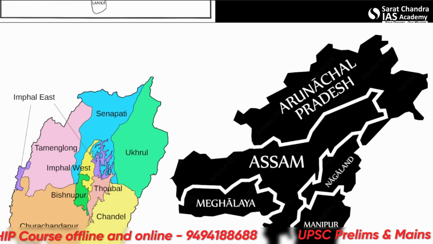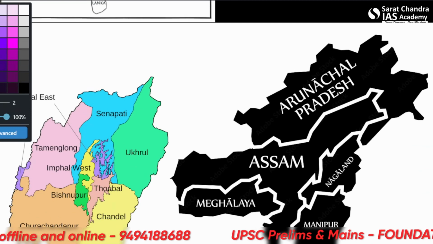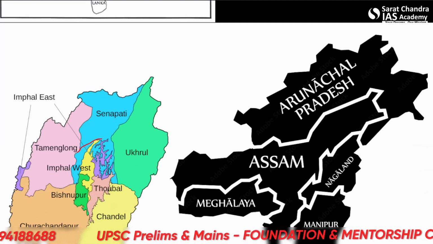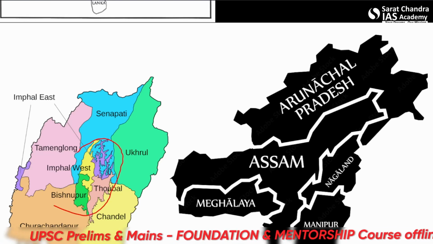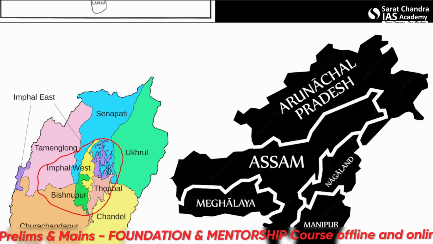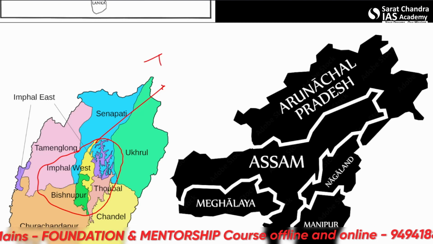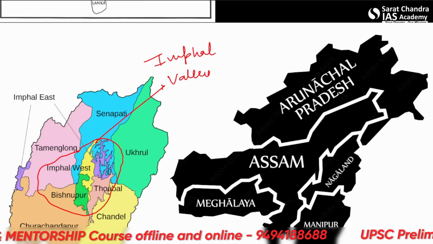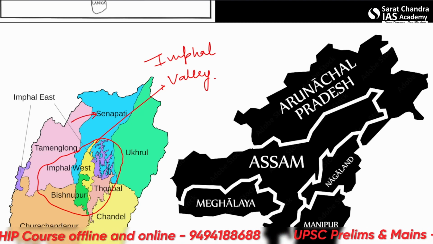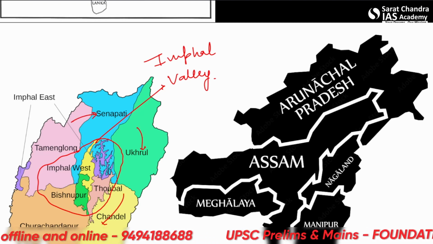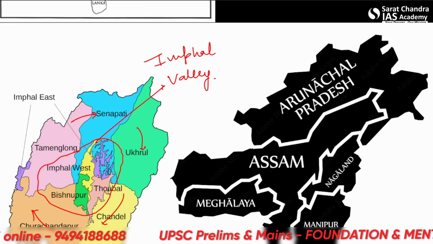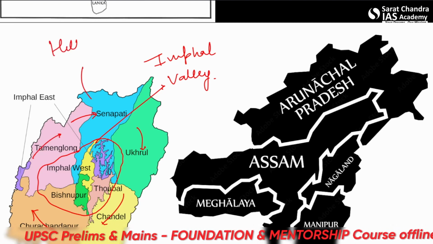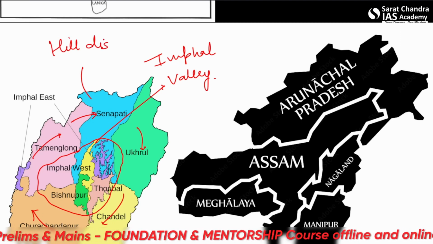Let us also see the internal geography of Manipur. So these are the districts of Manipur. You can see here there is a central portion which is known as the Imphal Valley. And these portions are known as the hill districts. We will see why they are known as such.